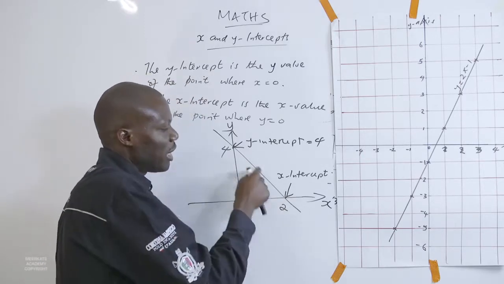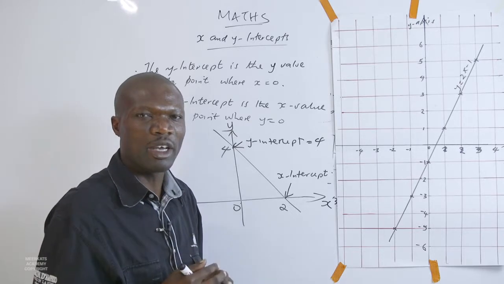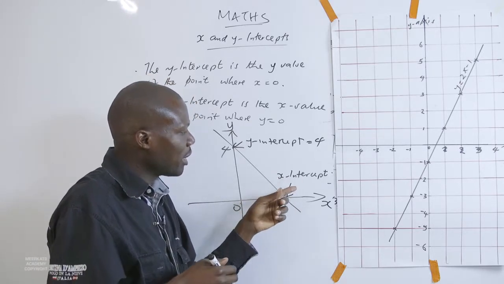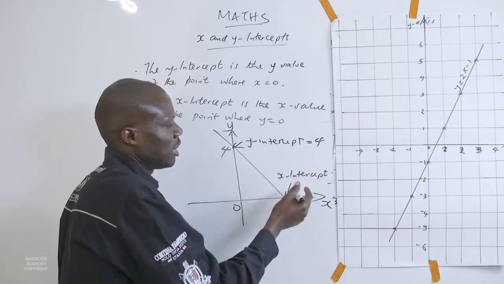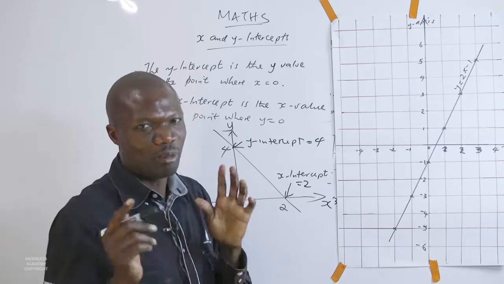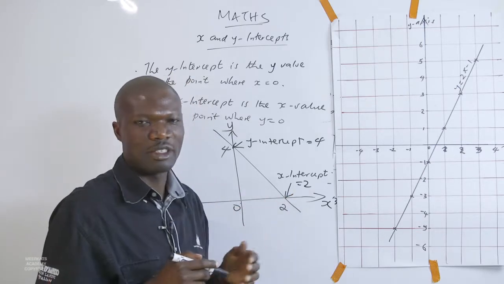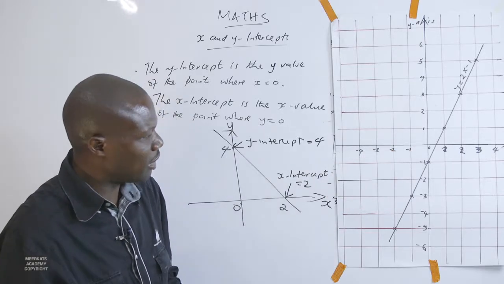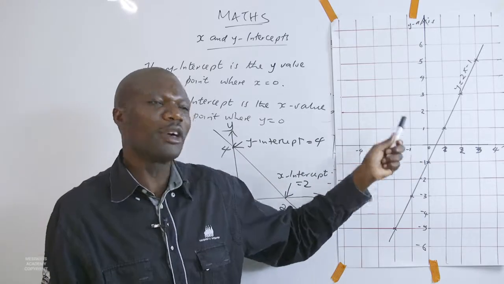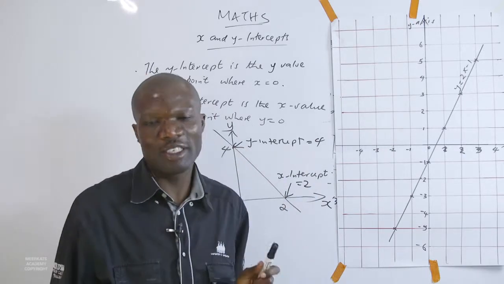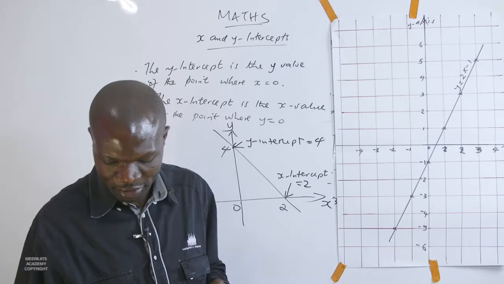And that is where this line cuts across the x-axis. So we are saying the x-intercept for this case is equal to 2. And that is the value of x at the point where y is 0. Let us come to this graph. If you look at our graph here, can you identify and write down the x-intercept and the y-intercept?